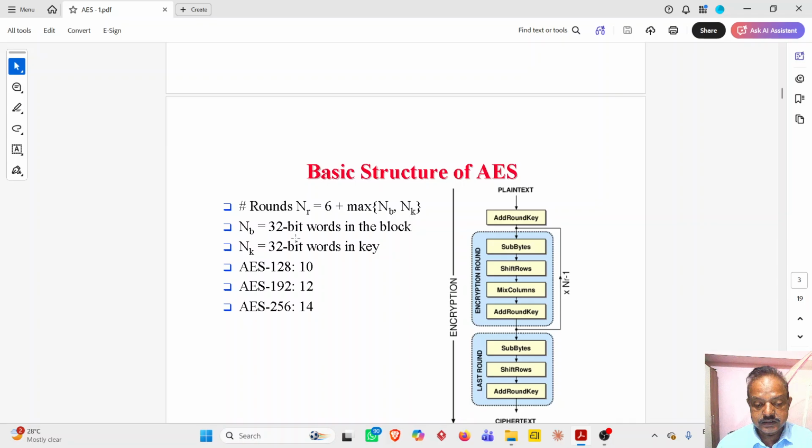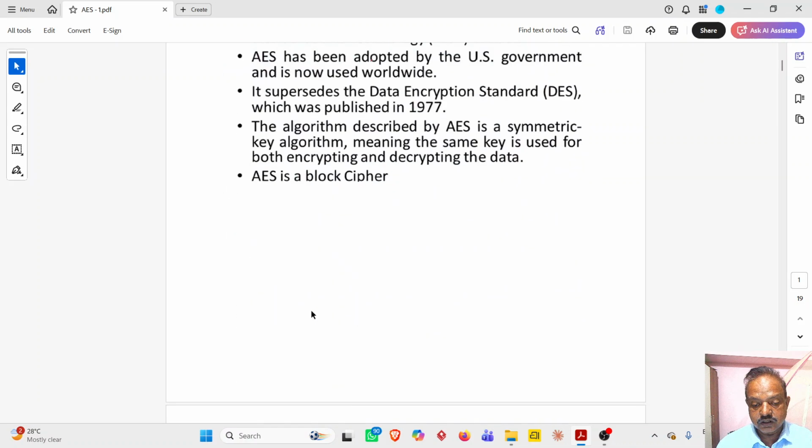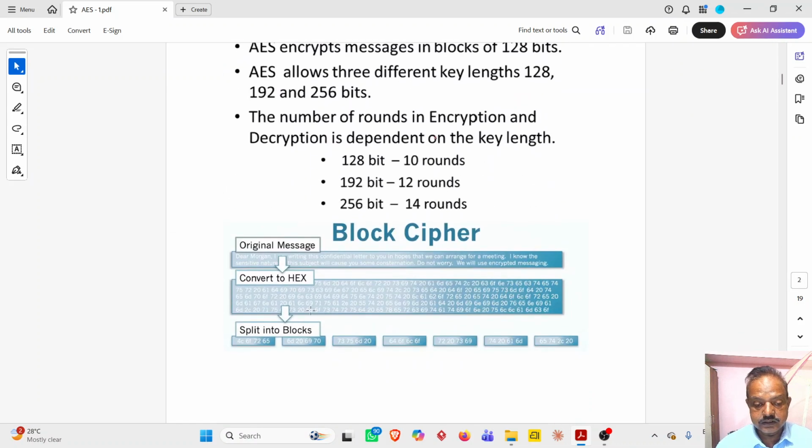If it is more, suppose we are using 48, 6 into 8, 48. So 6 plus 6, it will be 12 rounds. Similarly, 6 plus 8, it can be 14. This is how the number of rounds is decided. So we summarize like this. If it is a 128 bit key, then 10 rounds. If it is 192 bit, 6 plus 6, 12 rounds. If it is 256 bit, 6 plus 8, 14 rounds. This we remember.